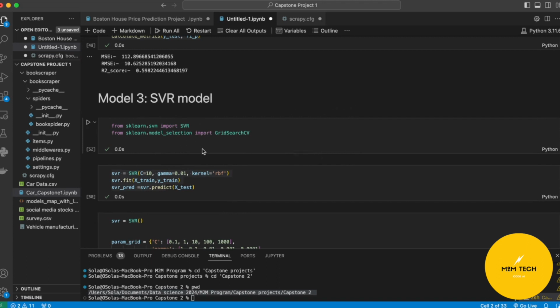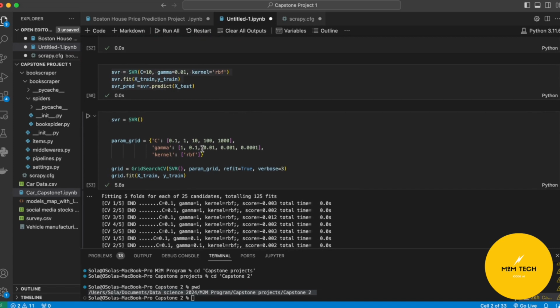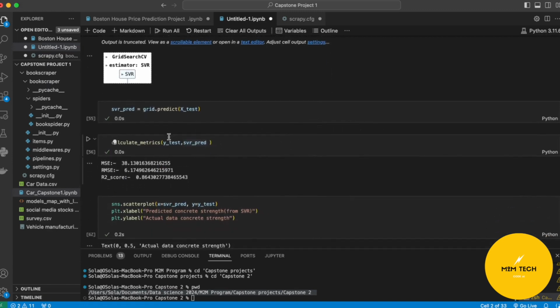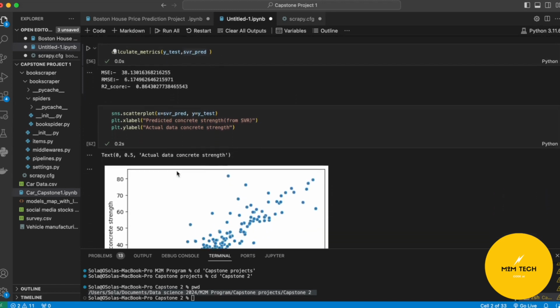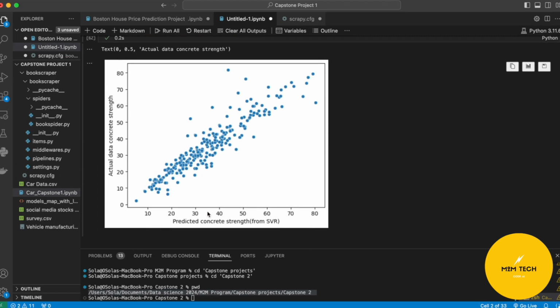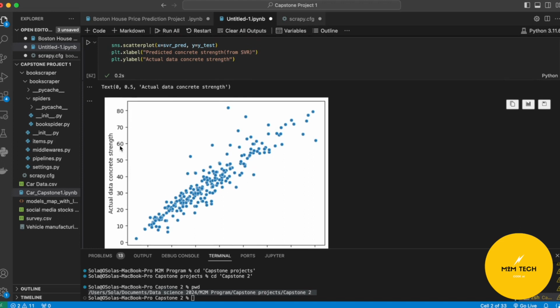Using the support vector analysis, I was able to use the kernel RBF. And after running it, as you can see, this gave me an R score of 0.86, root mean square error of 6.17, and mean square error of 38. I also plotted a scatter plot just to show the predicted concrete strength from SVR against the actual test data. And you can see it's almost a straight line.